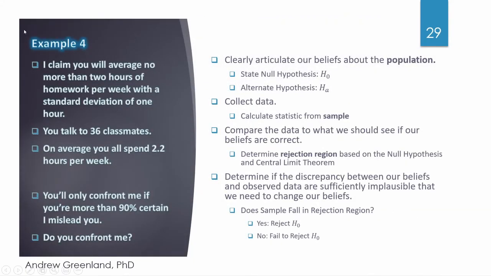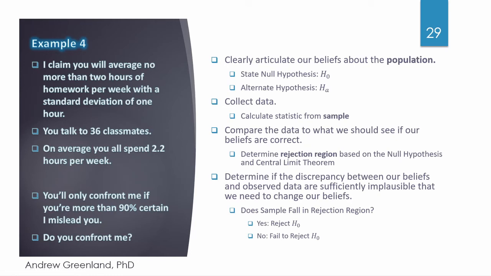Now, these are going to look very similar. We're going to have the same steps to evaluate a hypothesis, but the key difference is in writing out the null and alternate hypotheses and then identifying where the rejection region is. Everything else is going to look exactly the same. So let's go through this problem. It says, I'm going to claim that you have no more than 2 hours of homework per week on average with a standard deviation of 1 hour.